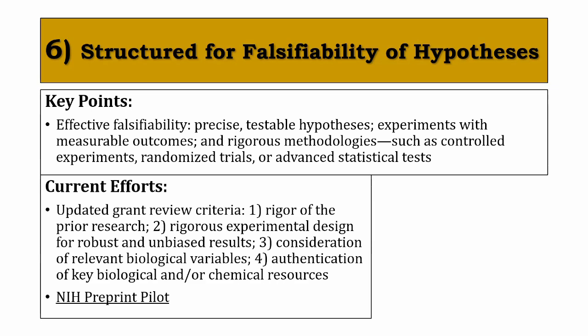So some current efforts there have an updated grant review criteria, looking at the rigor of prior research, rigorous experimental design for robust and unbiased results, consideration of relevant biological variables, and authentication of key biological and chemical resources. Another interesting effort ongoing is this NIH preprint pilot, which is to make preprints resulting from research funded by NIH available at PubMed Central. So you can get those out there even before peer review, so people can already look at them, see what the merits are without having to wait for publication to be finalized.